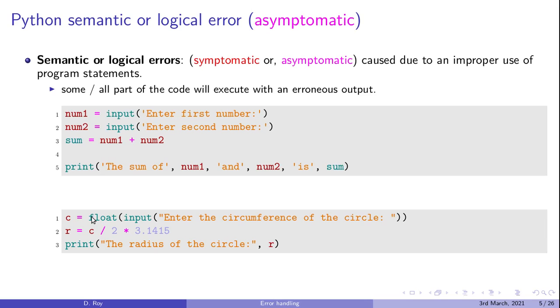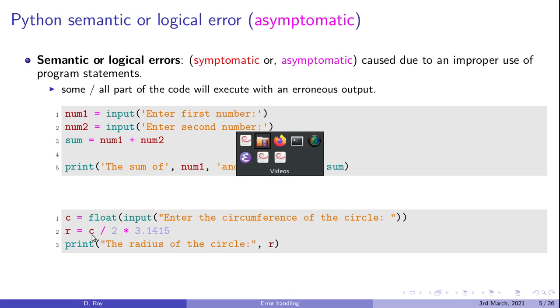In the second example as well, I am taking the circumference of a circle as input. I am typecasting it with the float function, so C will be of type float. Then I am trying to compute the radius of that circle. Now, if you look closely at the program snippet here, particularly in the second line, you can see I am dividing the circumference, which I have taken as input from the user, by 2, and then I am multiplying the value of the division by 3.1415, which is an approximation of the value of pi. So, there is a logical error here, as you can understand. This 2 into 3.1415 should be in brackets.